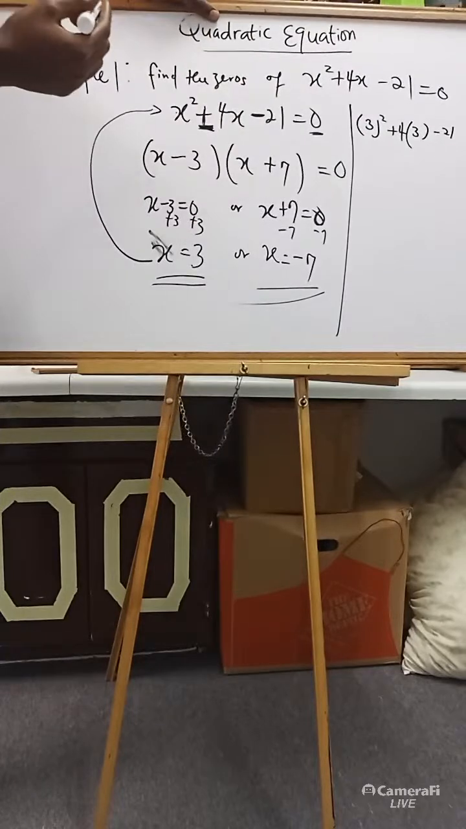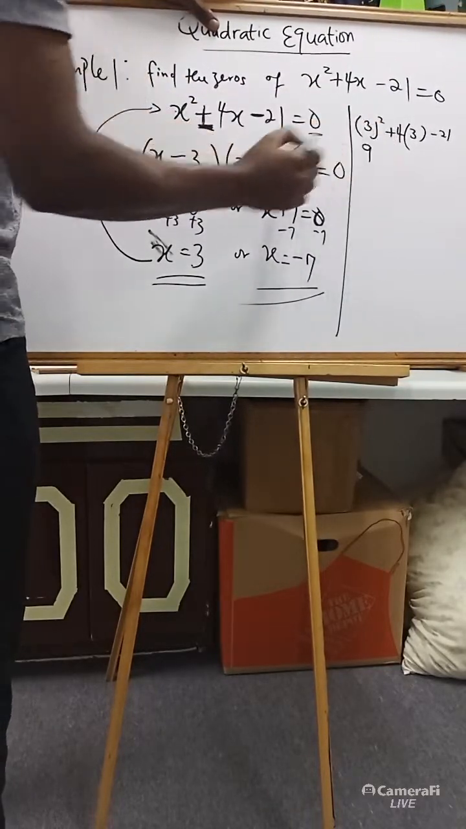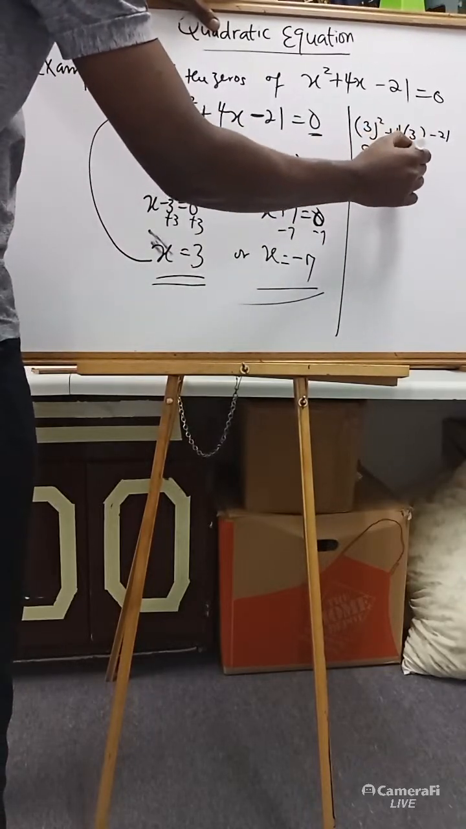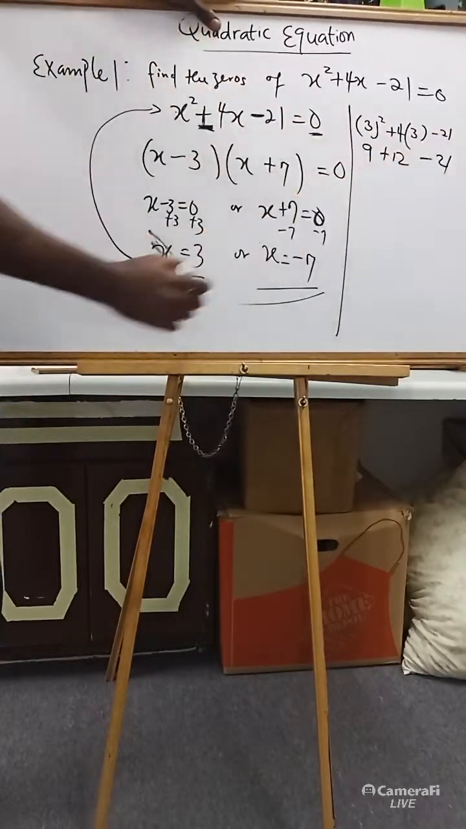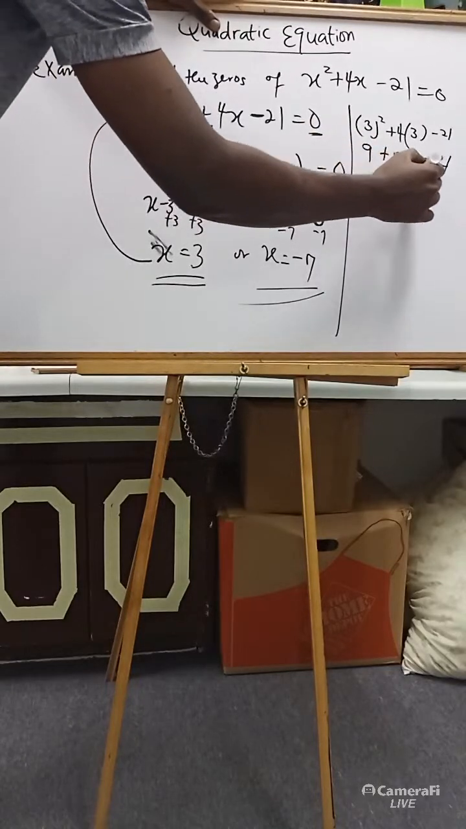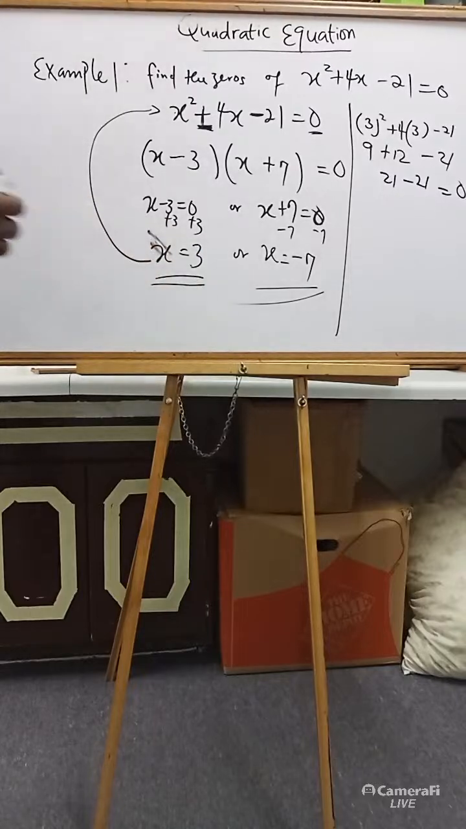We want to see if this is going to be 0. So 3 raised to power 2 gives 9. 4 multiplied by 3 gives 12. Don't forget minus 21. 9 plus 12 gives what? 21. So 21 minus 21 equals what? 0. You can see that that works.